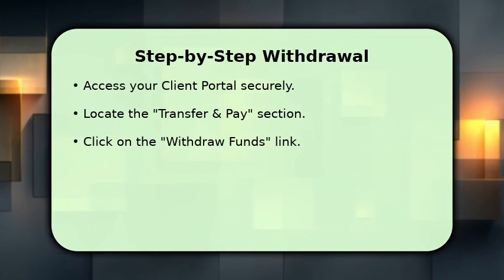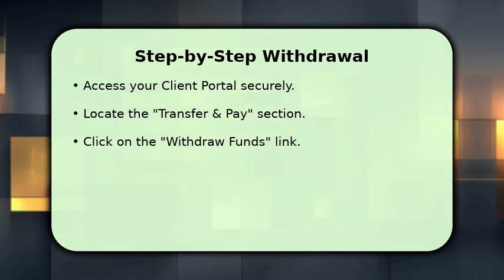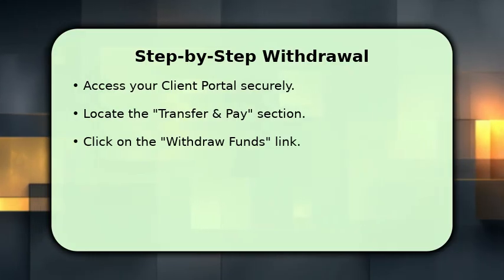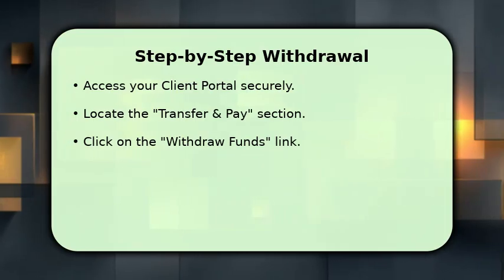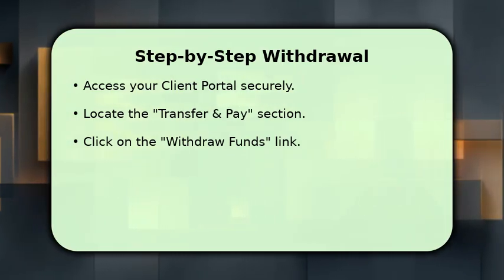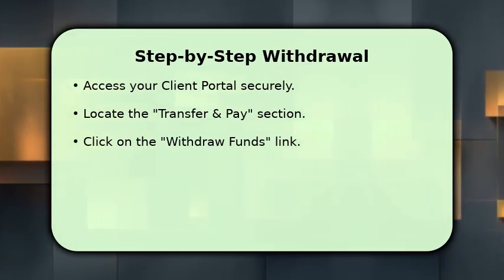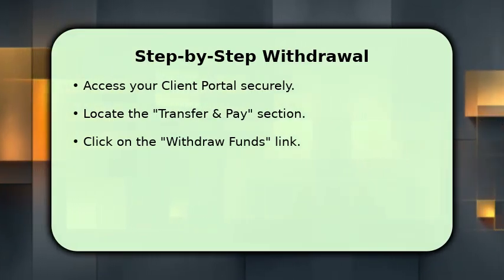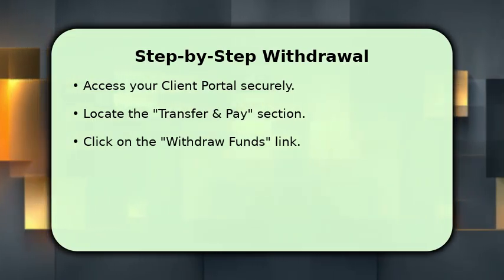First, log into your Interactive Brokers client portal using your credentials. Once inside, find the Transfer and Pay menu, usually located at the top or side. From there, select Withdraw Funds. You will then choose your preferred method, such as a wire or ACH transfer. Enter the specific amount you wish to withdraw, then carefully review all details before confirming your request.